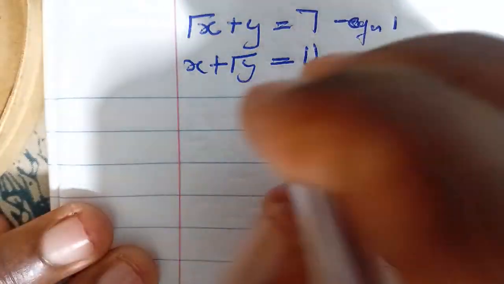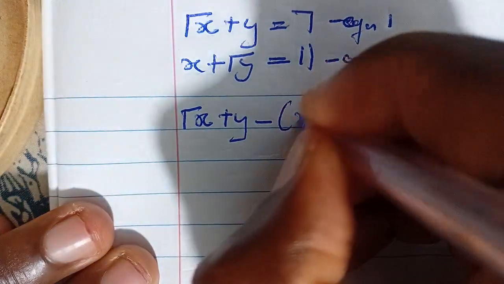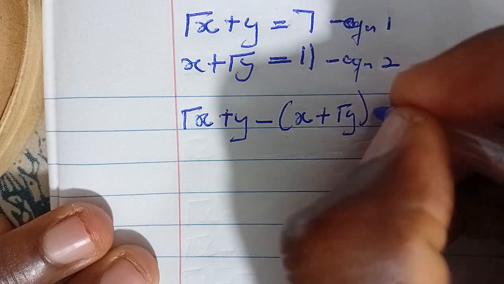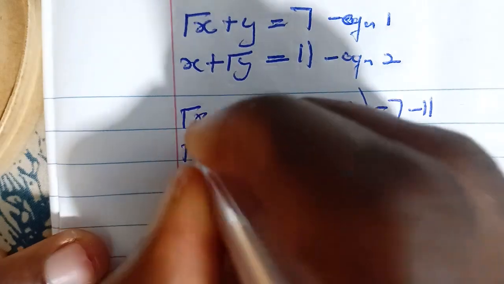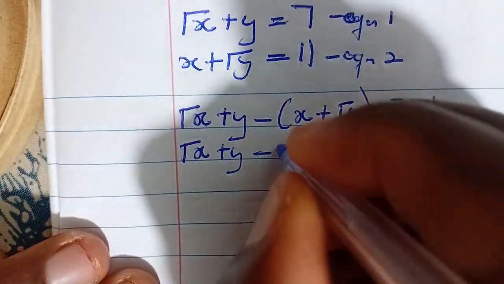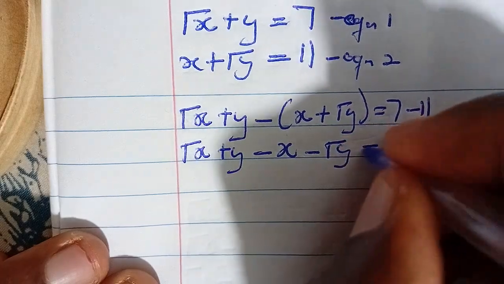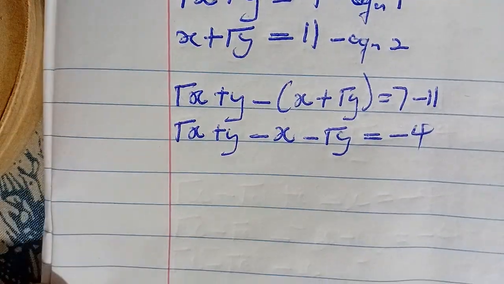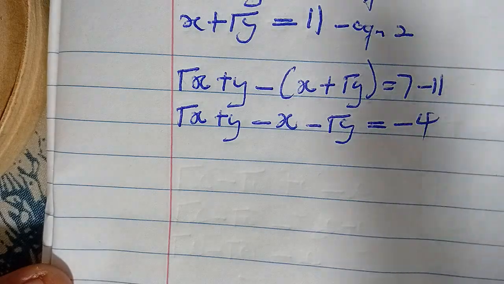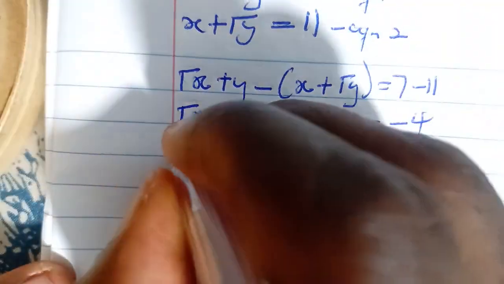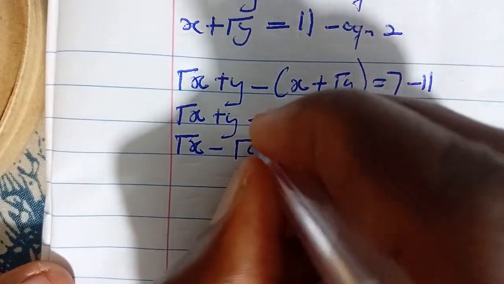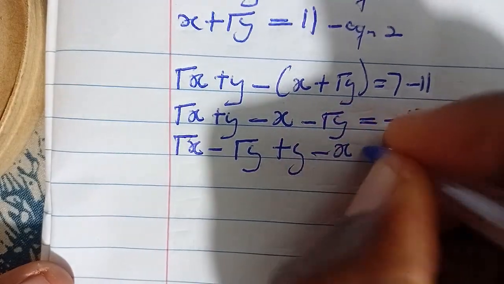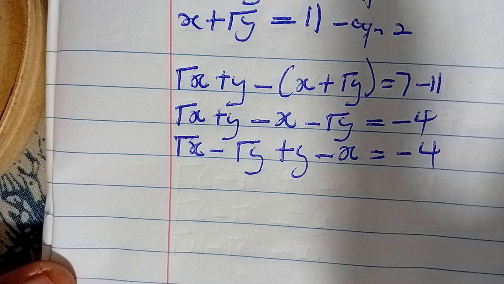Okay, so this will give us root x plus y minus x minus root y is equal to minus 4. Okay, so this is what you are going to have. And here we are going to group the roots at one side. So you're going to have root x minus root y.